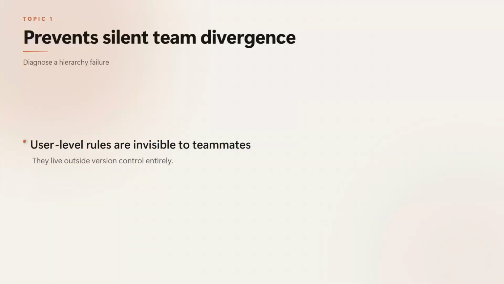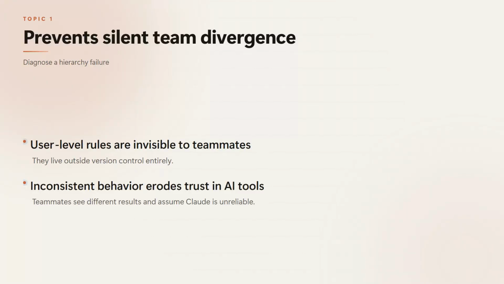Without scope diagnosis, you get silent team divergence. One engineer's Claude follows the commit message convention perfectly, another's ignores it completely. The failure isn't in Claude, it's that the rule was placed in a user-level file that version control never touches. In production, this erodes trust in AI-assisted workflows because people see inconsistent outputs and blame the tool. The cost is wasted time debugging Claude bugs that are really configuration bugs, and the slow decay of shared standards as every machine drifts in its own direction.